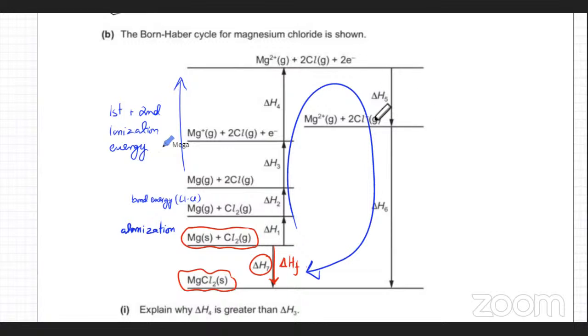It's Cl gaining the 2 electrons. So it's electron affinity of Cl, multiplied by 2, because you've got 2 Cls. And the last step is, once you've got these gaseous ions, the ions are going to get together to form the ionic lattice. So the last step, this enthalpy 6, is going to be your lattice energy.